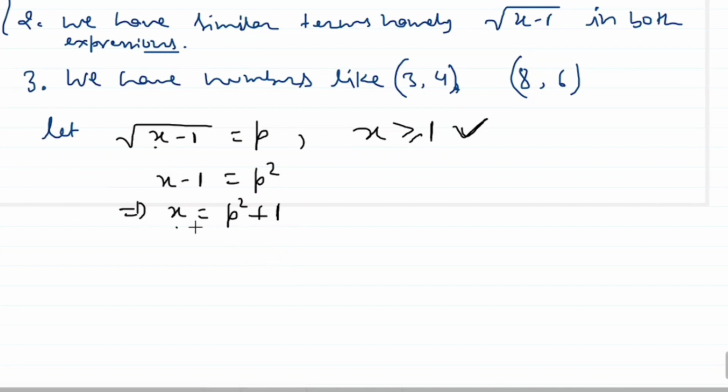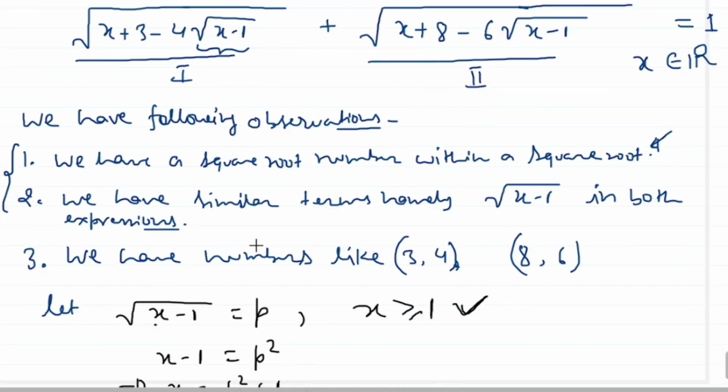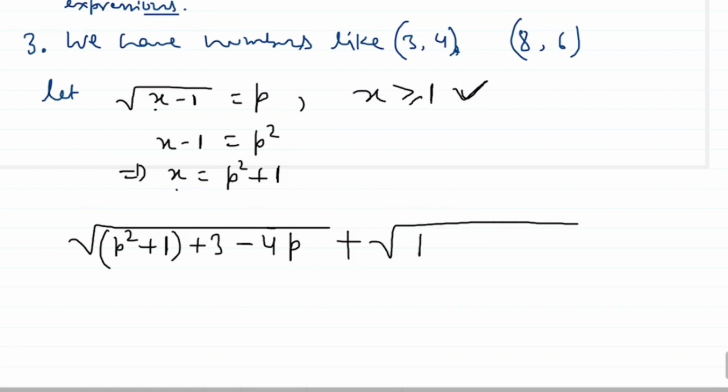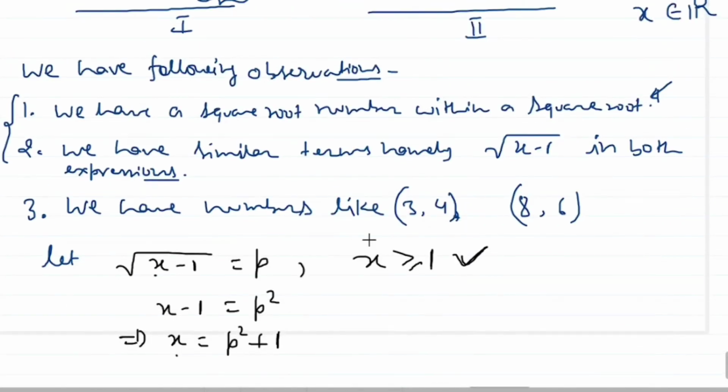Now we have to replace x by p squared plus 1, and wherever we have root over x minus 1, we have to replace it by p. So let us replace. We get a square root of p squared plus 1 and plus 3 we had, minus 4 times of, since I have taken root over x minus 1 as p, so I will replace by p. Similarly, a square root of p squared plus 1 in the second expression plus 8 minus 6 times of p. Right?